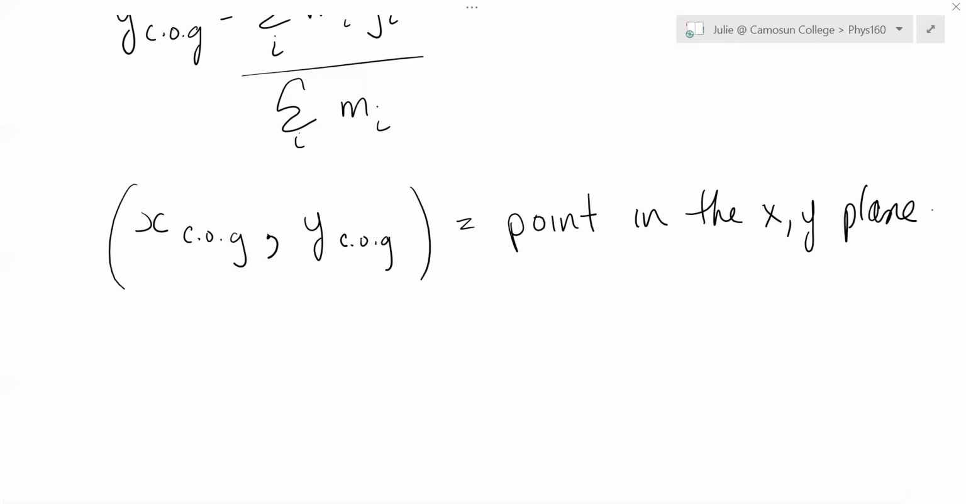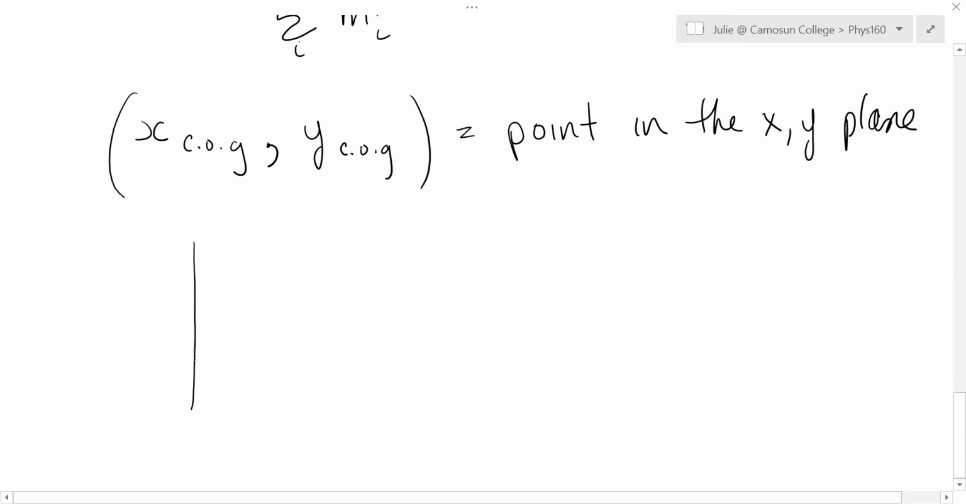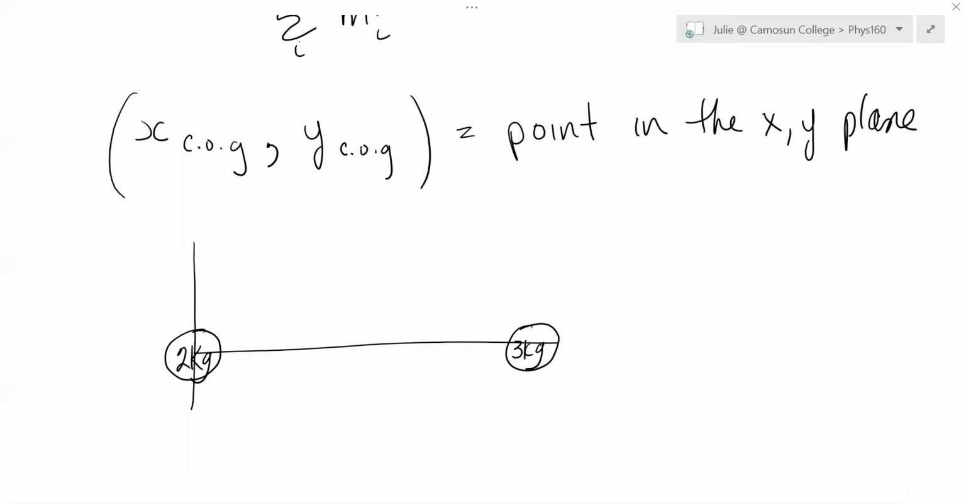Okay, so let's just do one where we have objects on the x-axis. Say we have two masses, two balls, a 2 kilogram ball there, and a 3 kilogram ball over here. Now, if you imagine that you were to put a 2 kilogram and a 3 kilogram on a barbell, you wouldn't be able to balance the barbell in the center. It would tip over to the right. So the question is, where could you balance this? It's going to be closer to the 3. So it's like we're looking for this point here where I could put a little fulcrum and balance that barbell.